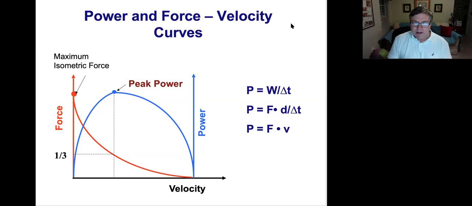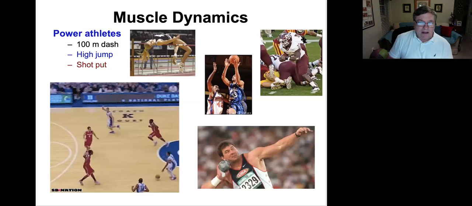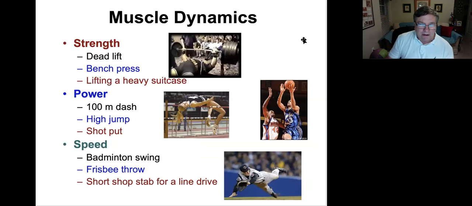A type of weightlifting that does produce a lot of power, it's not the bench press, it's an Olympic lift. Let's see if I've got a picture of that. Where did it go? Oh, gosh, I thought I had it. High jumper is a better example of someone who produces a lot of power. Basketball player, shot putter. For speed, we might be talking about badminton, frisbee, a shortstop. They're quick. Anybody that's quick might be able to produce a lot of speed, but they can't generate a lot of force, so they can't produce a lot of power.